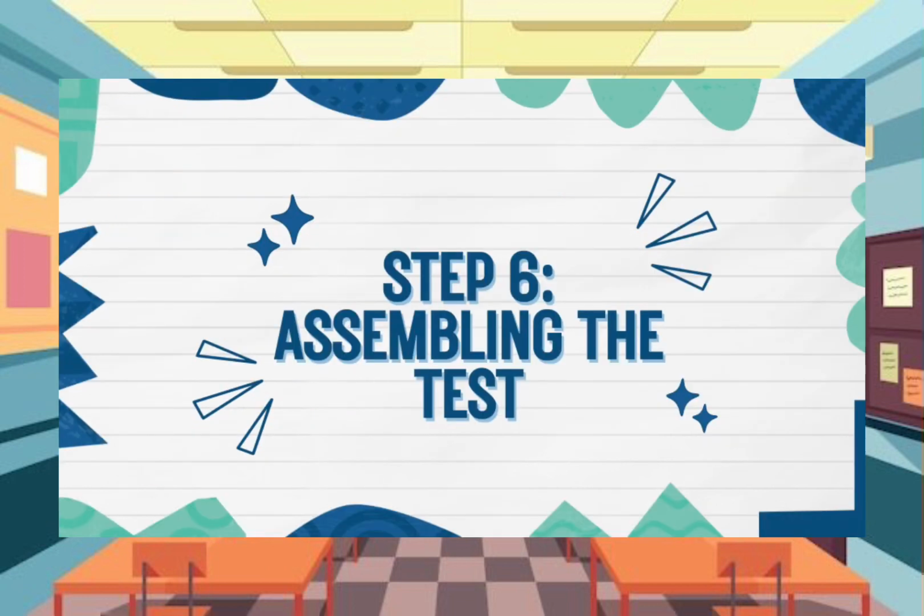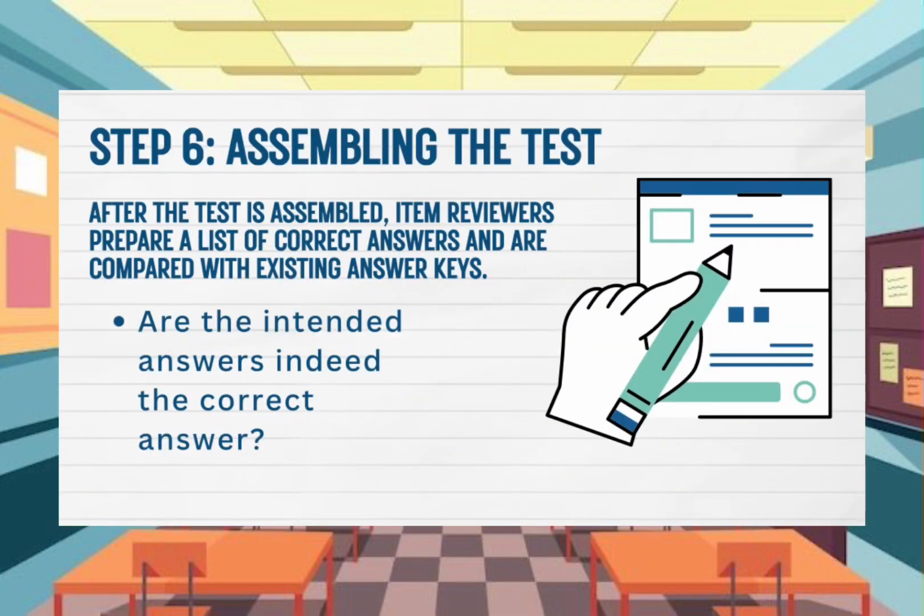Step 6. Assembling the test. After the test is assembled, item reviewers prepare a list of correct answers and compare them with the existing answer keys. This is the only question to be addressed in this step: are the keyed answers indeed the correct answers?